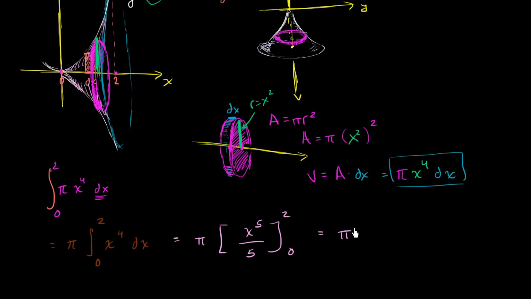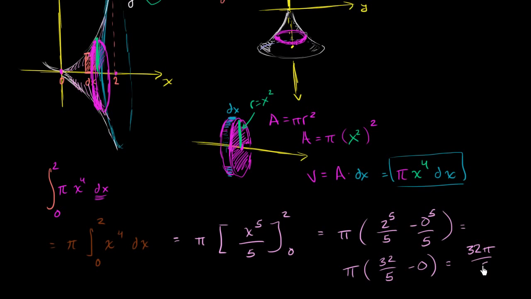So this is going to be equal to pi times this thing evaluated at 2. 2 to the fifth over 5 minus 0 to the fifth over 5. And this is going to be equal to, 2 to the fifth is 32. So it's going to be equal to pi times 32 over 5 minus 0, which is equal to 32 pi over 5. And we're done. We were able to figure out the volume of this kind of wacky shape.